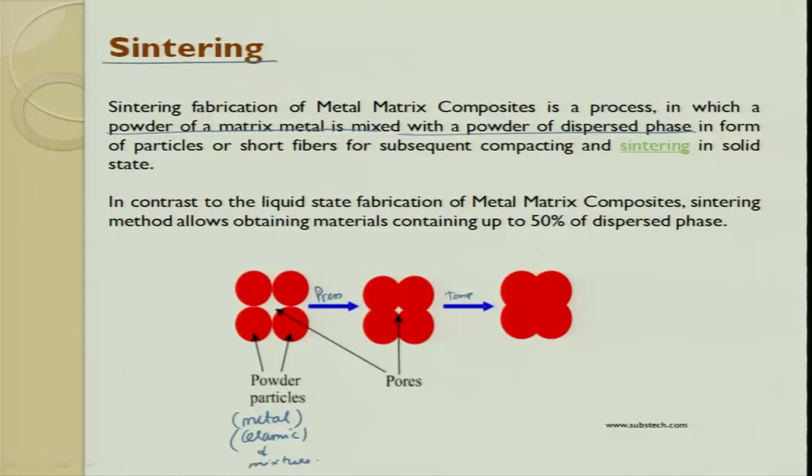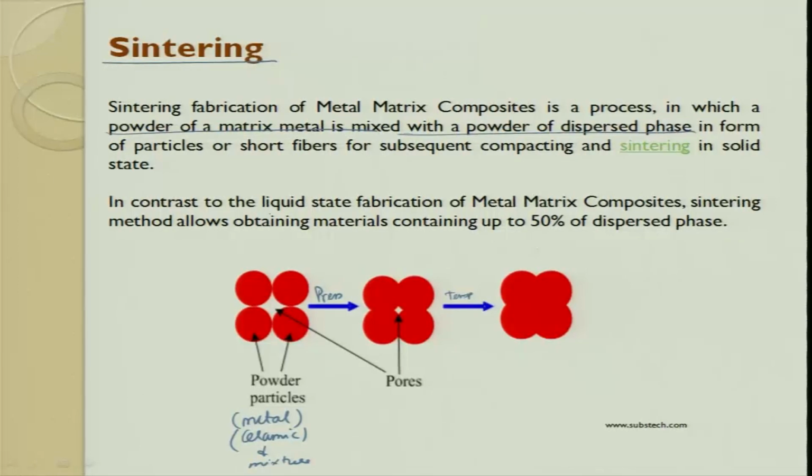So, you can do it in two stages. If you do not want to apply temperature, it is called cold, or green. And if you apply pressure and temperature both, then you get the final output itself. Here the dispersed phase is in the form of small particles or short fibers. Generally, we use particulates like alumina, SiC, or we can also use whiskers, and then finally you sinter it and get the output.